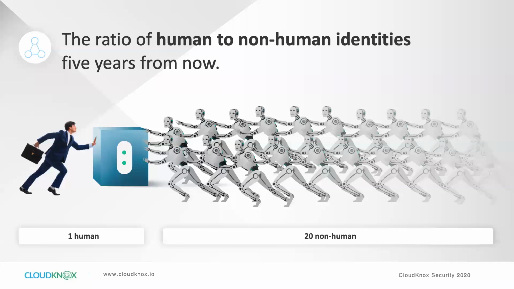Have they been rotated? As we look at the ratio of human to non-human identities, this is going to continue to grow. Today, we see roughly 5 non-human accounts for every human account across these CSPs. But in the next 5 years, they anticipate this to grow to 20 times that of a human account.